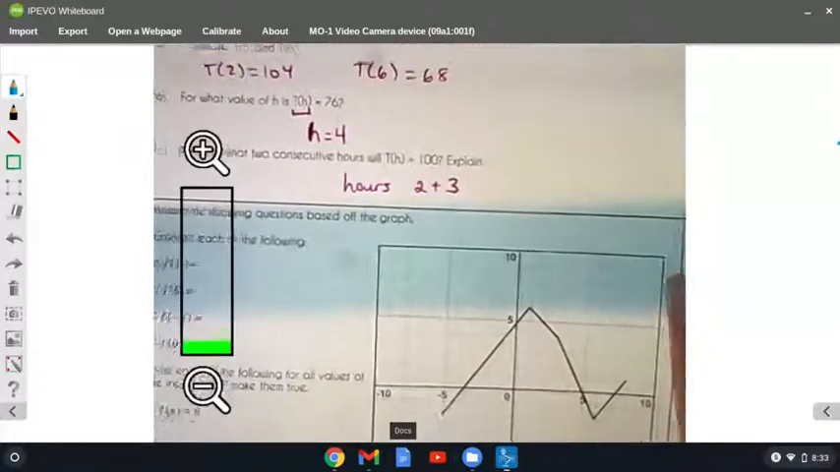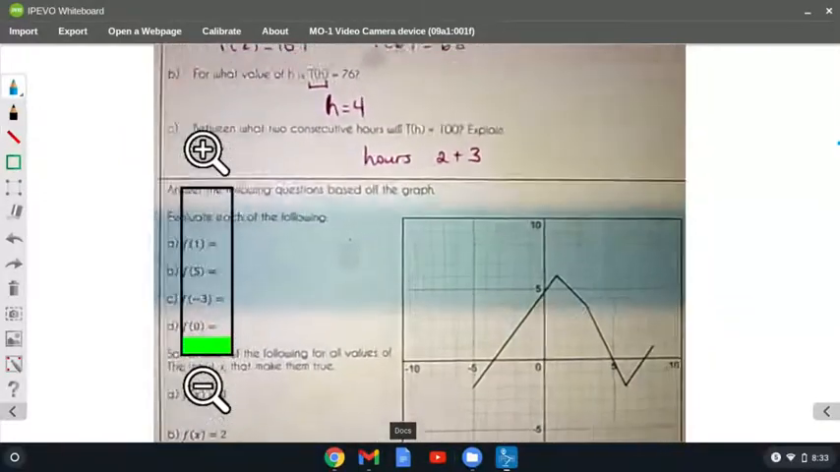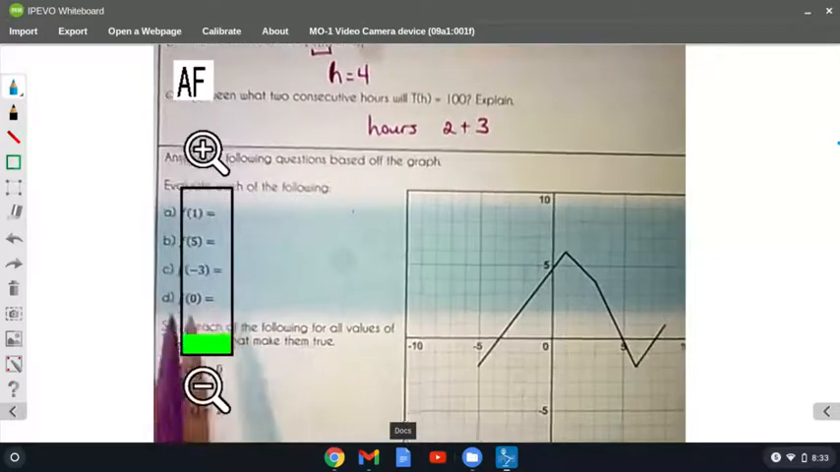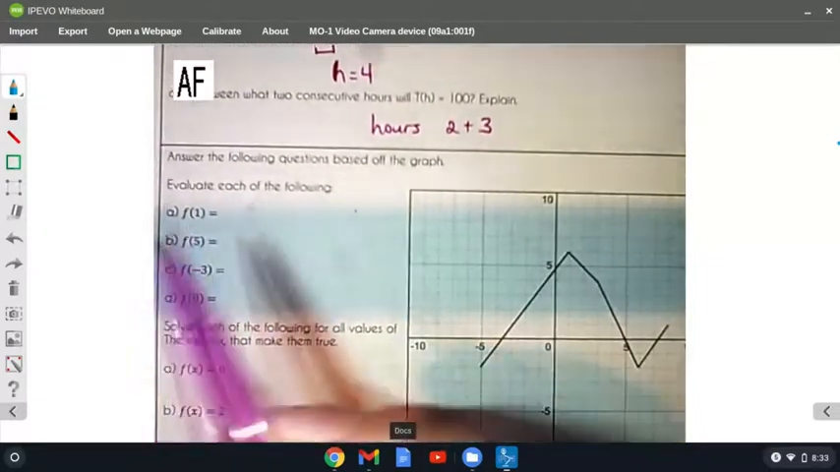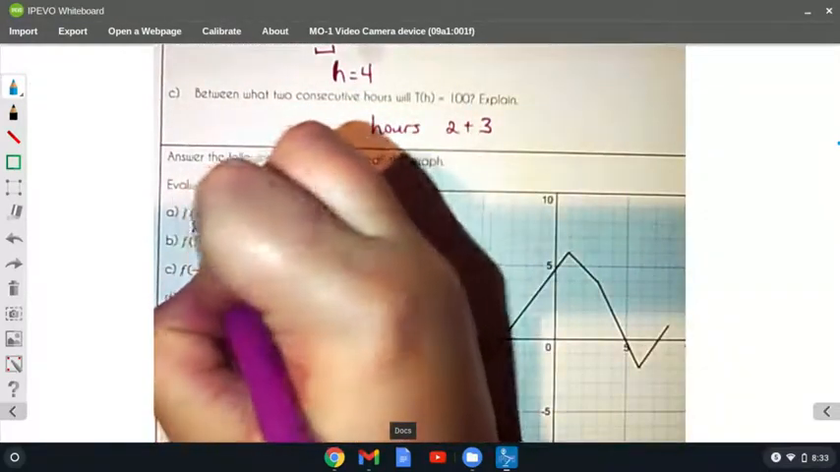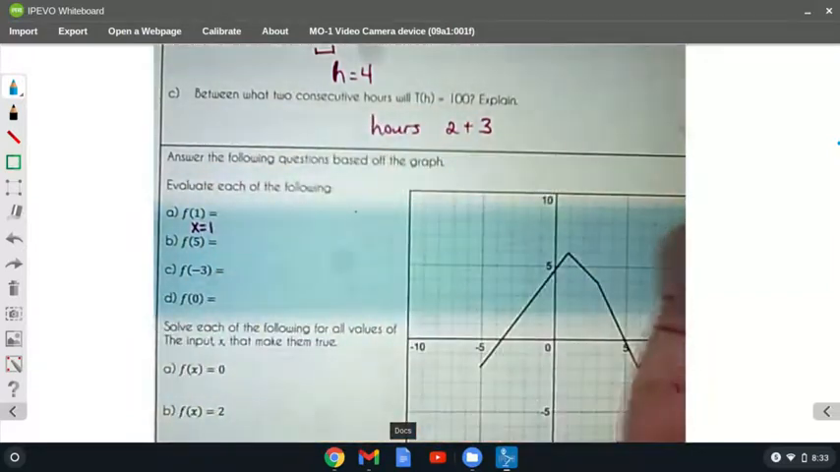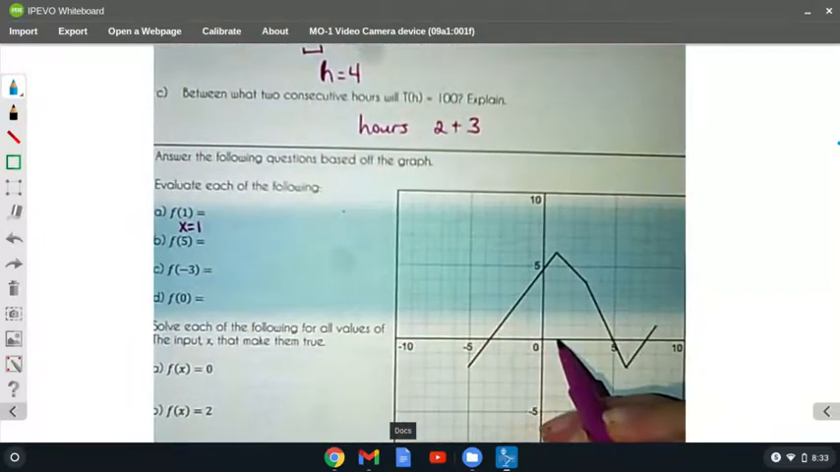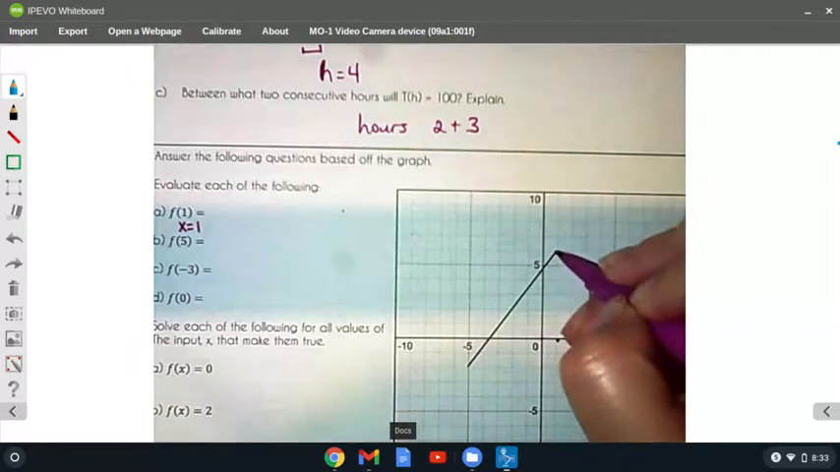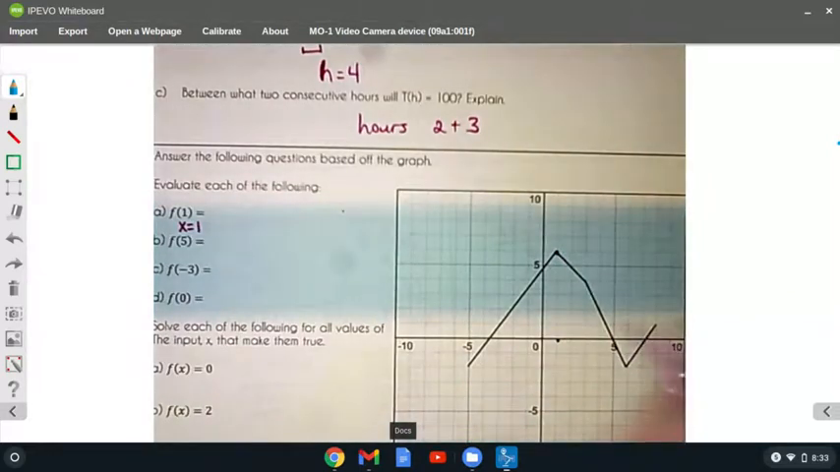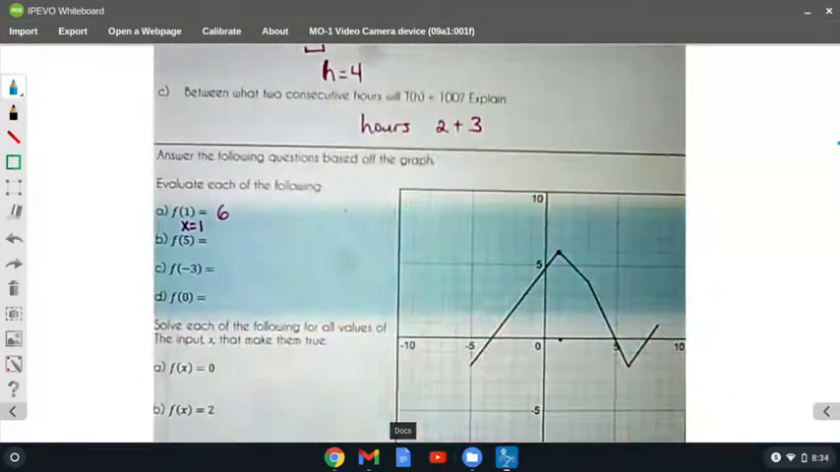Now, if we take this to look at a graph, we can also identify inputs and outputs by looking at a graph. They're saying here f of 1. So they're saying that the x value is 1. Let's find the y. So I'm going to go to where x is 1 on my graph, and I'm going to find the y value. Looks like it's at about 6. So I would put a 6 here.